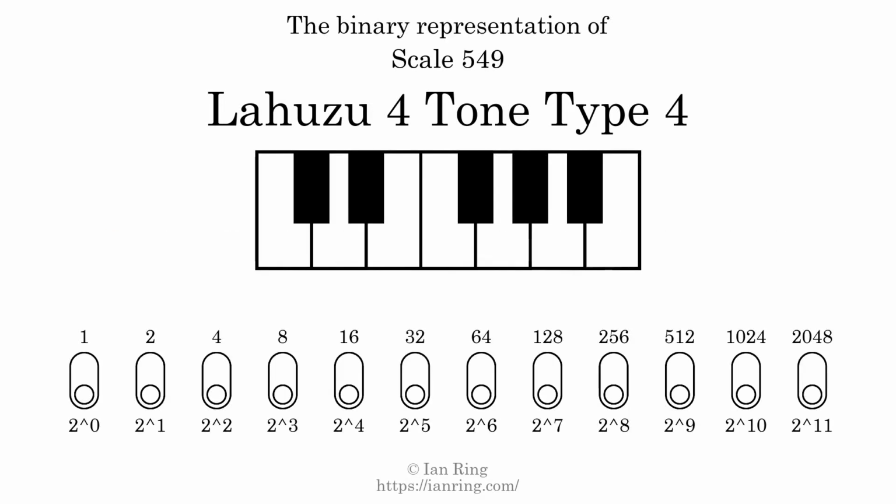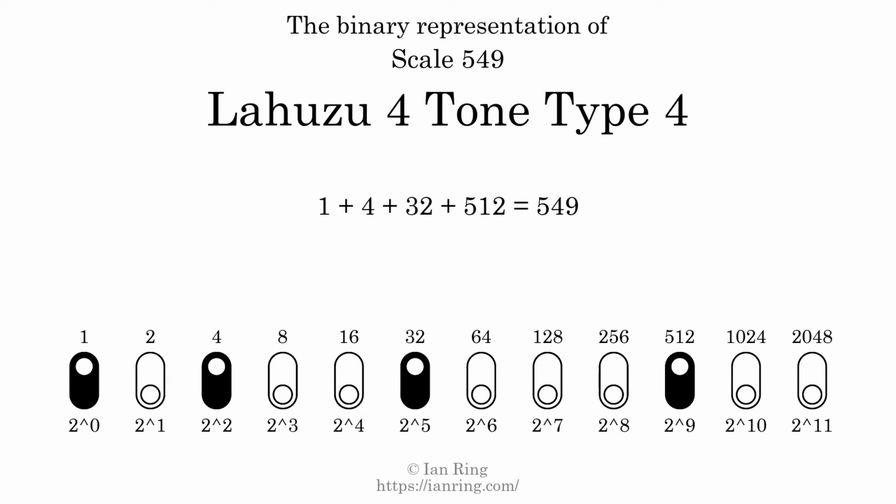The binary representation of this scale is determined by mapping tones of the scale to binary digits. Each binary digit represents a power of 2. To get the scale number, we add the powers of 2 together. The powers of 2 that are present in the scale, all added together, equals 549. That is why the scale number, in decimal, is 549.